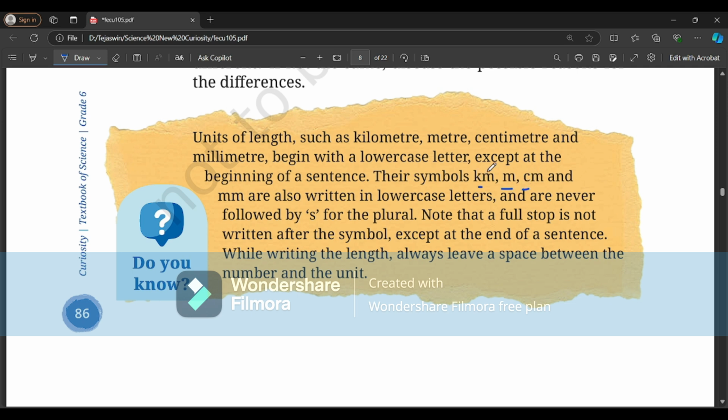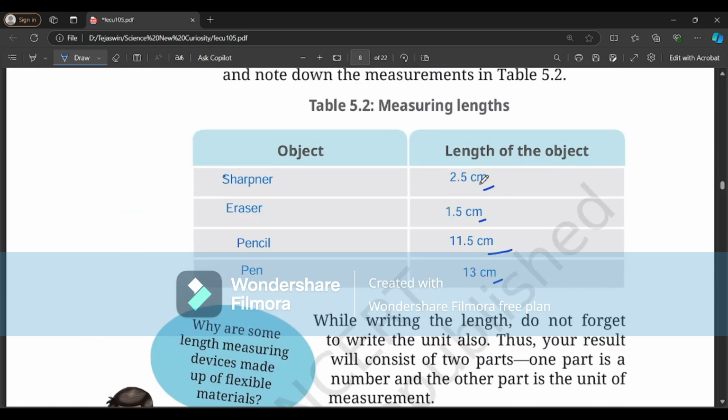We can see here that it starts with a lowercase, not an uppercase, and millimeter also. You see that m is lowercase, and the unit is not made plural, so you don't use s for the plural. For example, if it is 5 kilometers, you don't use an s, you just say 5 kilometer. And a full stop is not written after the symbol, except at the end of a sentence. If the sentence is ending with kilometer, meter, centimeter, millimeter, then only you put a full stop, otherwise you don't. While writing length, always leave a space between the number and the unit. For example, from here you can see 2.5, then you give a space and then you write centimeter.